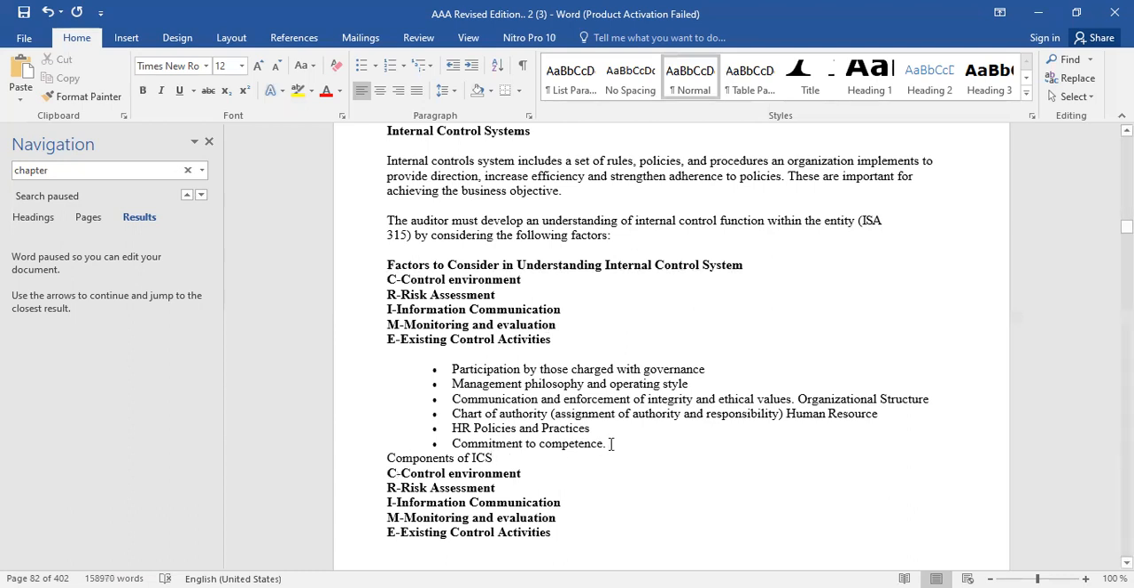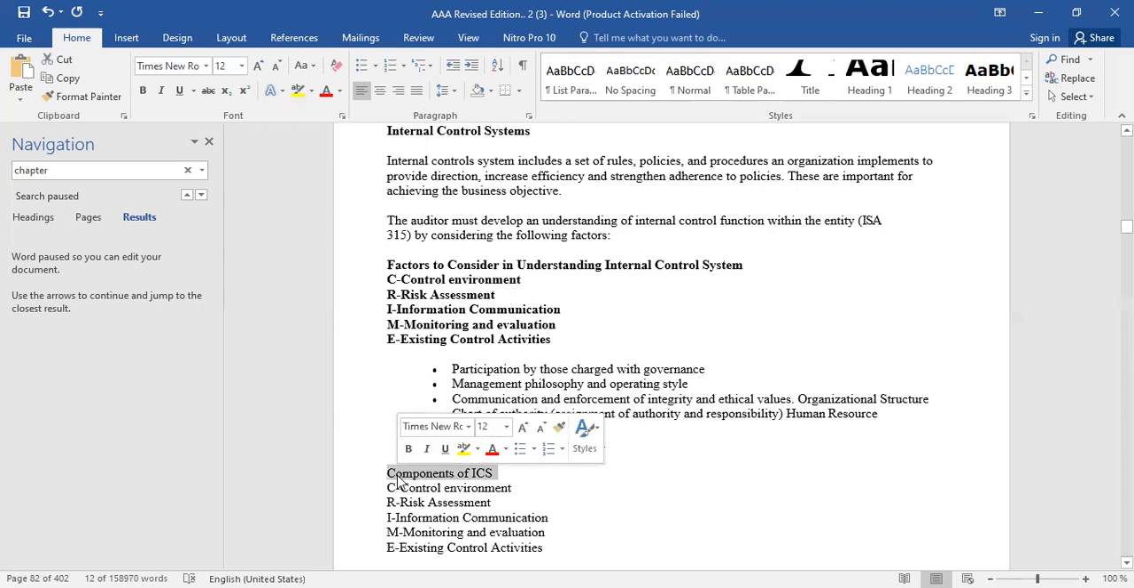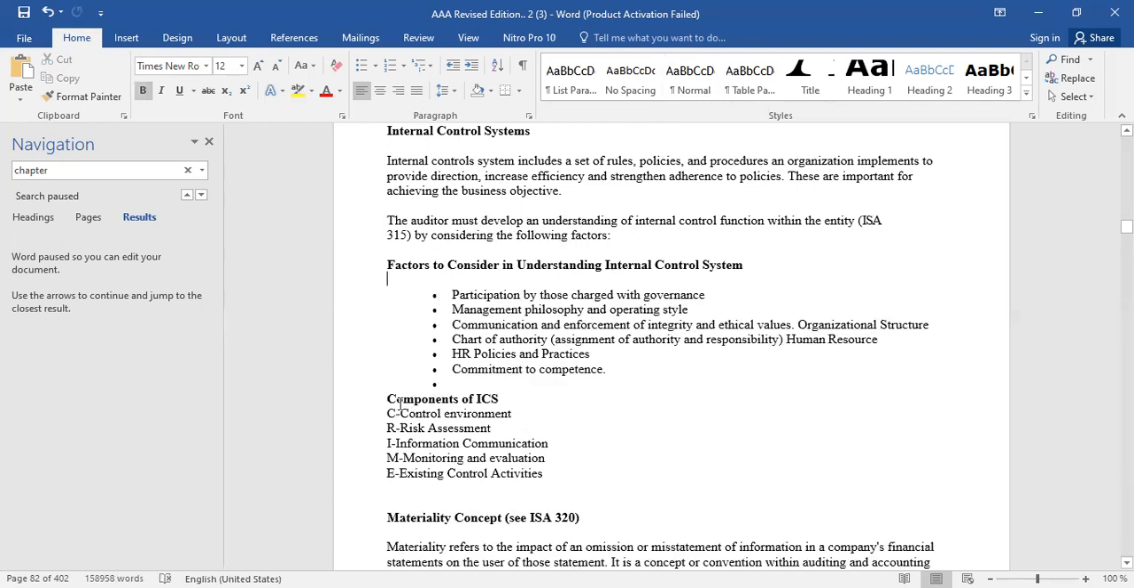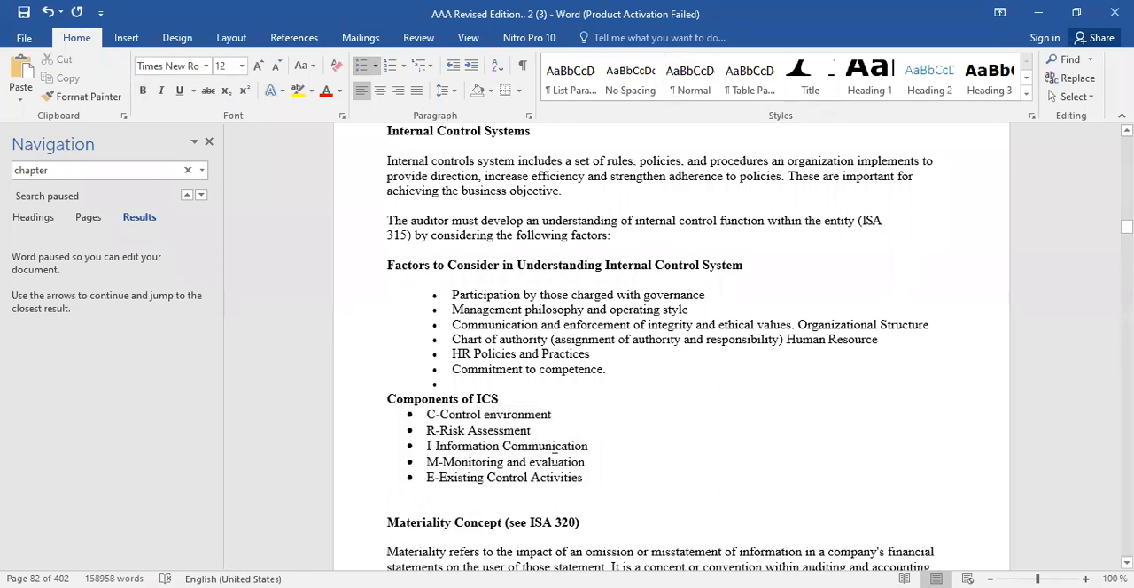Components of ICS. Then I can now unbold this, but bold this one so that it becomes part of your notes. Then I remove this one from here. Okay, so this one can be numbered. Fine, now it looks nice.